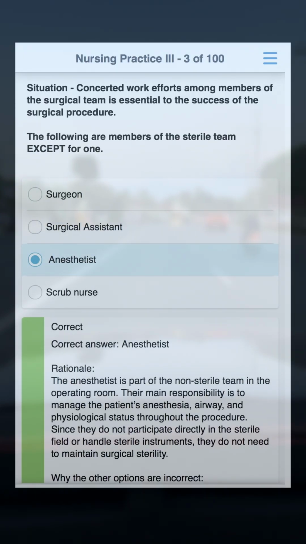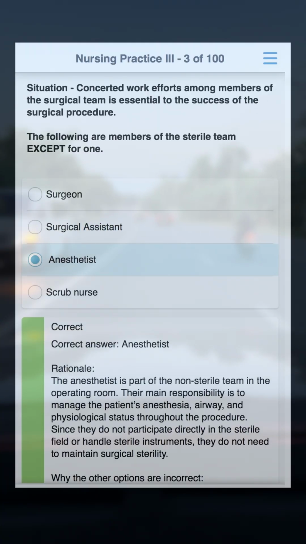Now, the anesthetist. The anesthetist is the correct answer because the anesthetist is not part of the sterile team. The anesthetist manages the patient's anesthesia and continuously monitors important physiologic parameters. These may include the patient's airway, breathing, circulation, oxygenation, blood pressure, heart rate, and response to anesthesia. The anesthetist works in the anesthesia area, which is outside the sterile surgical field.